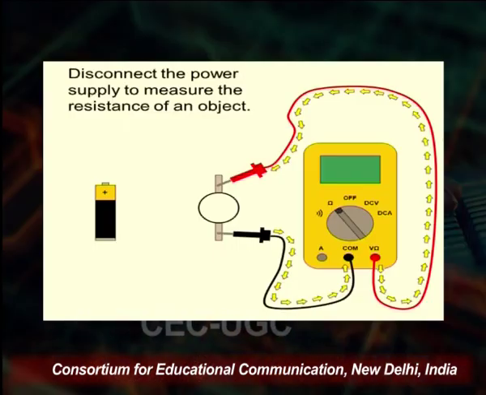Resistance is always positive and the same in both directions, so it does not matter if we switch the black and red probes in this case, unless you are dealing with a diode, which acts like a one way valve for electricity. So it has a high resistance in one direction and a low resistance in the other direction. You see on the screen that we disconnect the power supply to measure the resistance of an object, and by using this object we can measure the resistance.